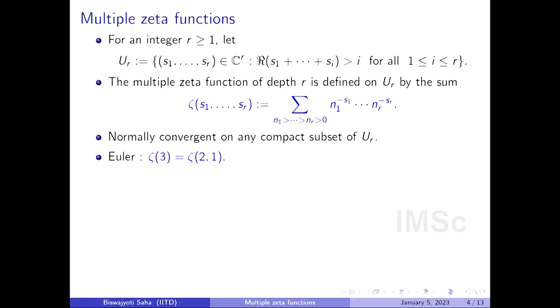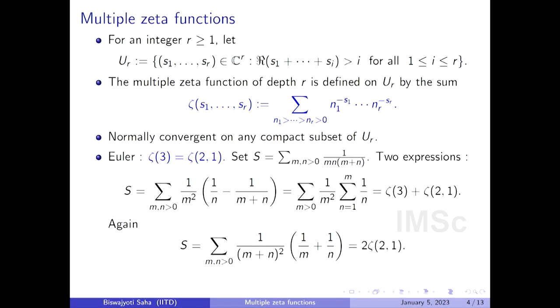Once you take these new numbers, you start seeing more relations, and this one is a classic that goes back to Euler, which says that zeta of 3 is zeta of (2,1). Now I am told that every talk should have a proof, so let's see a quick proof. Here I am taking one particular sum S, which is 1 over m n (m plus n). Just the AM-GM inequality will tell us that the exponent of m and n in the denominator is at least 3 by 2.